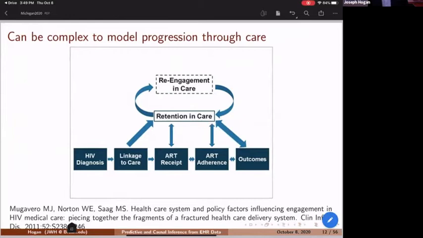So researchers have been thinking about the care cascade for a while. This comes from a paper by Michael Mugavero, who's, I think, currently at University of Alabama at Birmingham. And this one shows that even conceptualizing the cascade can be a little bit complicated. If you want to think of it in terms of a compartmental model, you see diagnosis on the left, you see linkage to care. But once you're linked to care, we want to retain you in care.